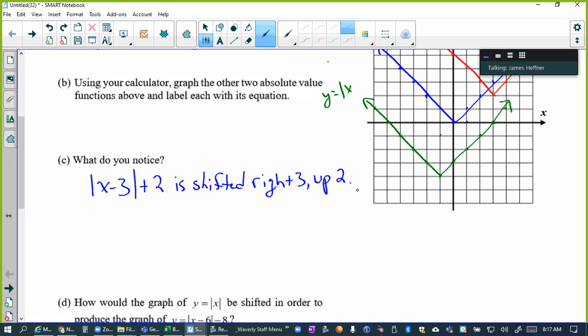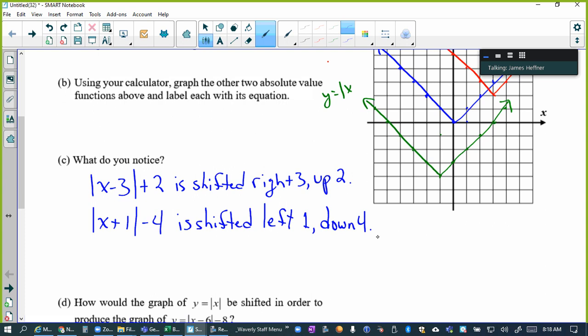So you notice if the plus or minus is inside the little function there, it's like the opposite of the sign. And then the absolute value of x plus 1, and then minus 4 on the outside, is shifted how? It's shifted left 1, down 4. Okay, notice it's like the opposite of the sign.